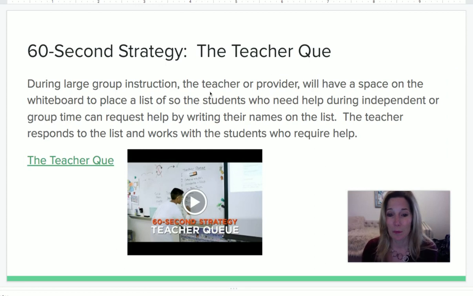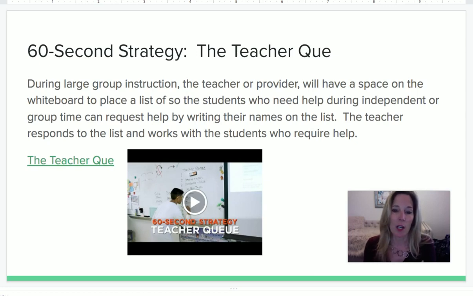So basically, during a large group instruction, or when you have a lot of students in one area, the teacher would put a teacher cue up on the board, and I'll have some numbers next to it. And if you need my assistance, please put your name up on that board, and then I'm going to come help you in the order that I'm helping.